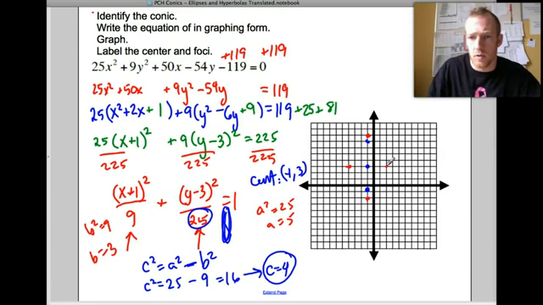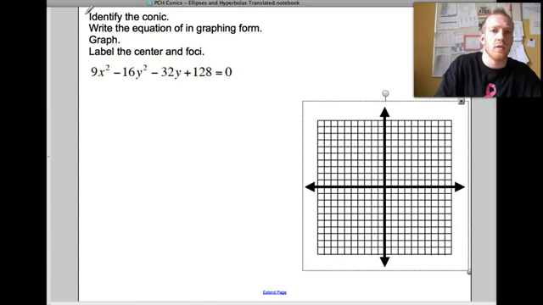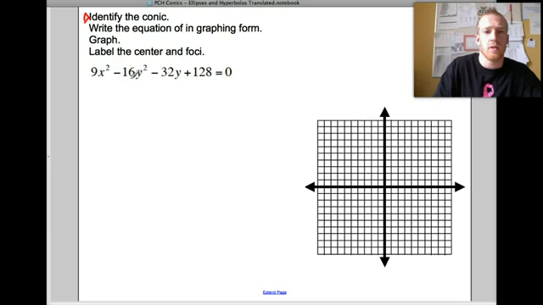So there's 3 over, and there's our ellipse. Alright, so let's check this second one. Identify the conic. This is key here. Now, see how the y squared term is negative? Since this is negative, that means we have a negative squared term. That's going to be a hyperbola.